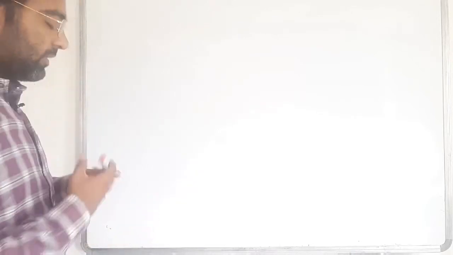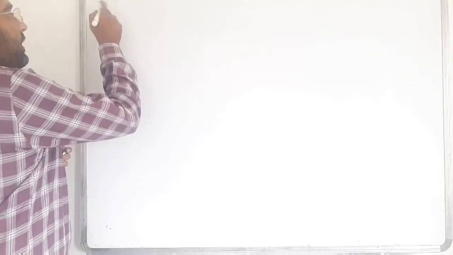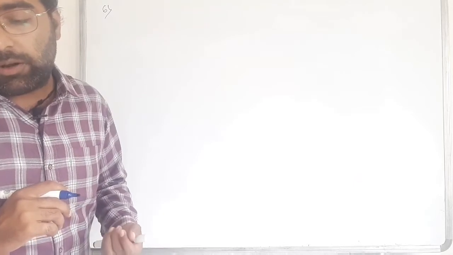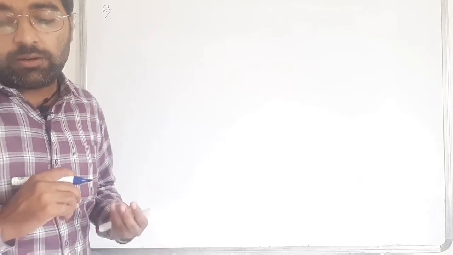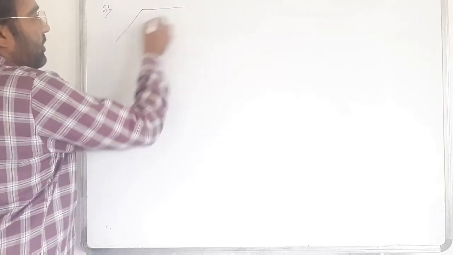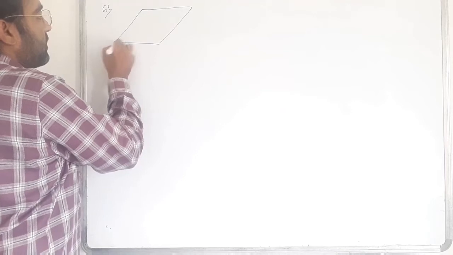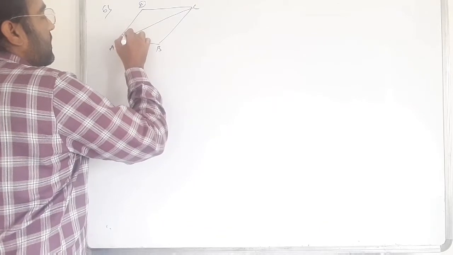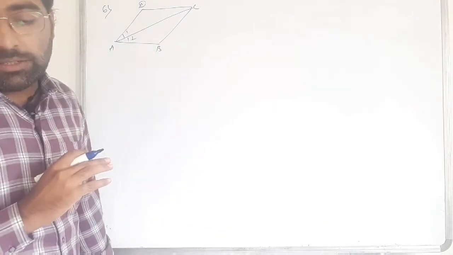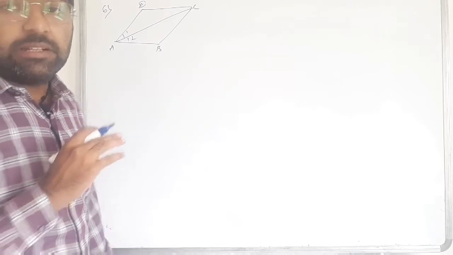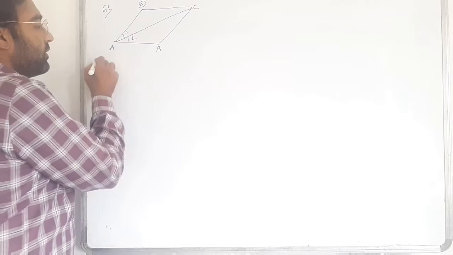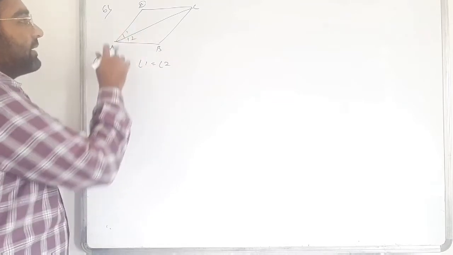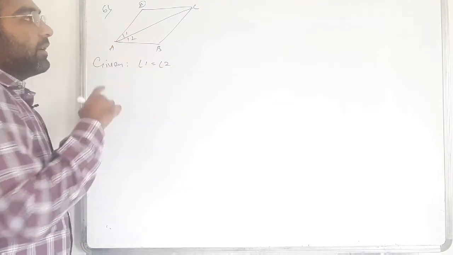In question number 6, it is given that diagonal AC of parallelogram ABCD bisects angle A. That is the given: angle 1 is equal to angle 2, the bisected angle A.